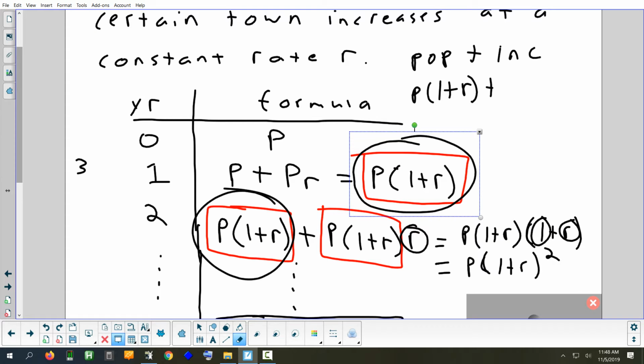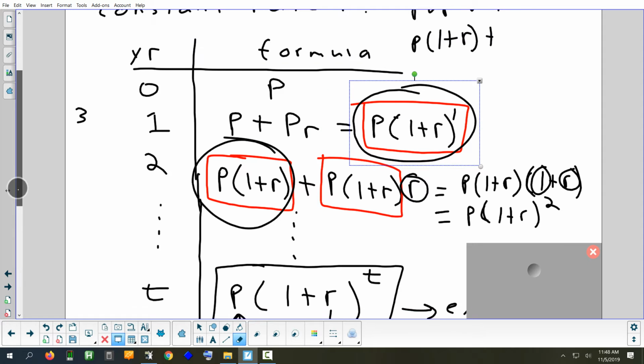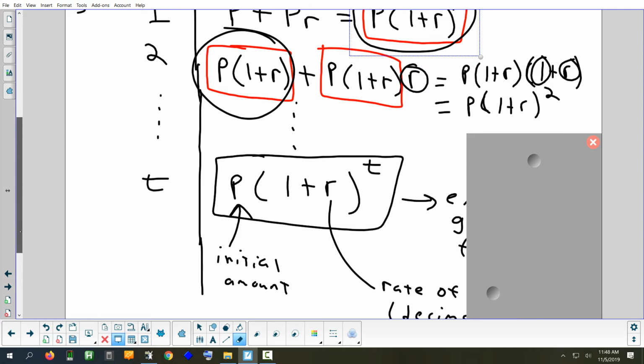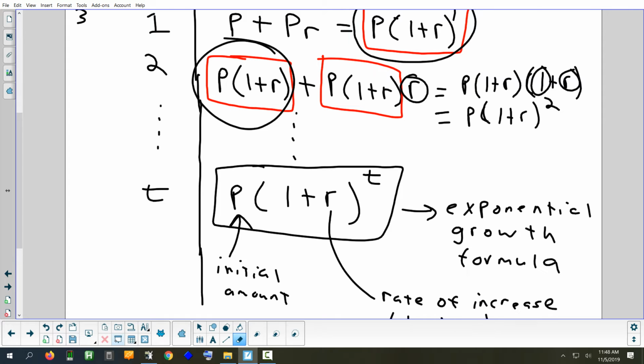So at the end of year 1, you had P times 1 plus R to the 1. At the end of year 2, you had P times 1 plus R to the 2. At the end of year 3, it would be P times 1 plus R to the 3. At the end of year T, it's P times 1 plus R to the T. And that is the exponential growth formula, where P is an original amount.